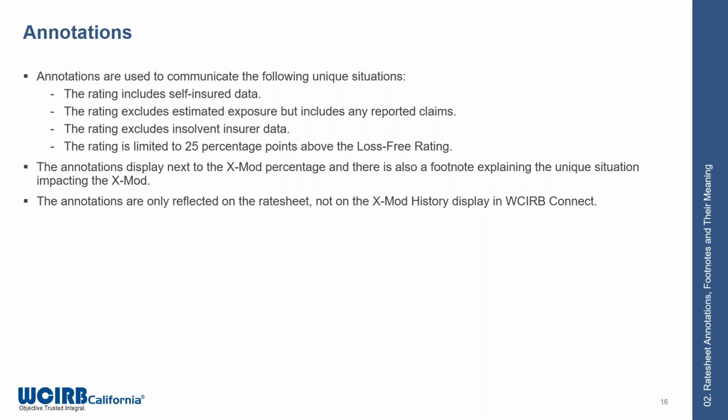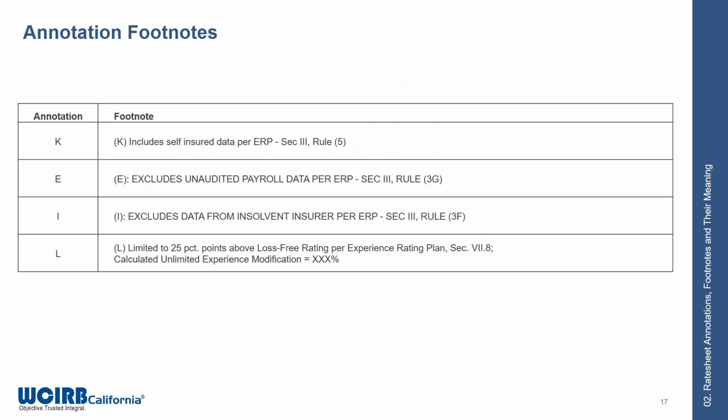The most important thing to remember about annotations is that these annotations are only reflected on the rate sheet. They are not on the XMOD history display in WCIRB Connect and not in any of our data products. So if this is the kind of information you're looking for, you're going to have to be familiar with pulling up and accessing the actual rate sheet to see this information. Here are the footnotes for the examples that we just talked about, and we'll show you what those look like, where they appear on the rate sheet.